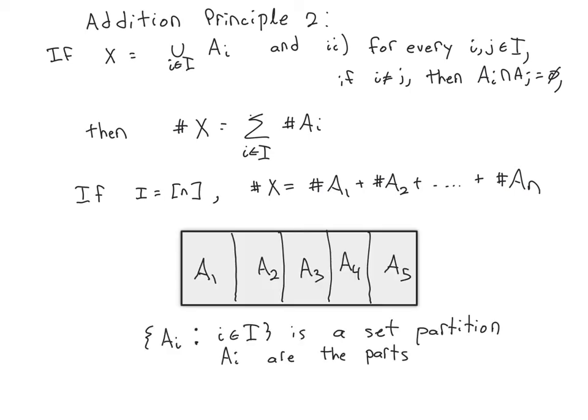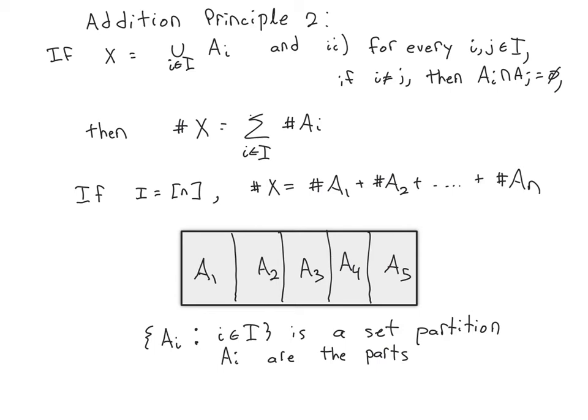One way I get used to thinking about this is I've got some sort of big set, and I've chopped it up into a bunch of smaller pieces, A1 through A5, and so the number of elements in the box is the sum of the number of elements in each of the pieces.